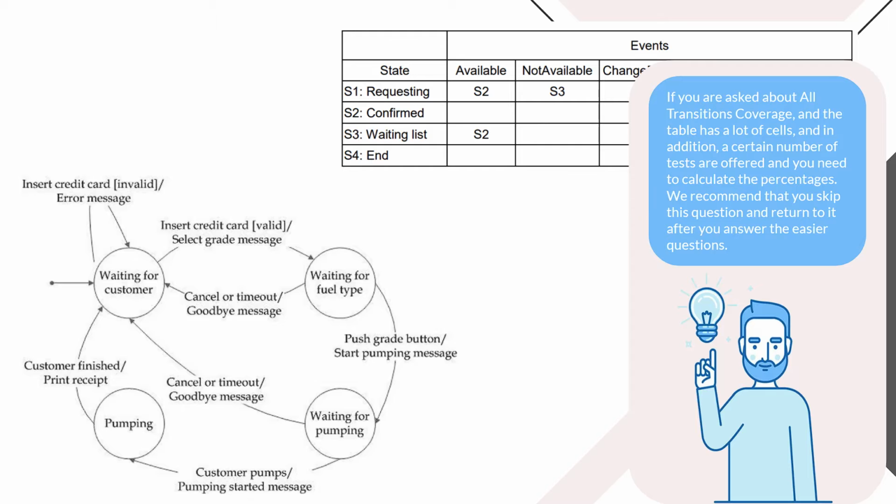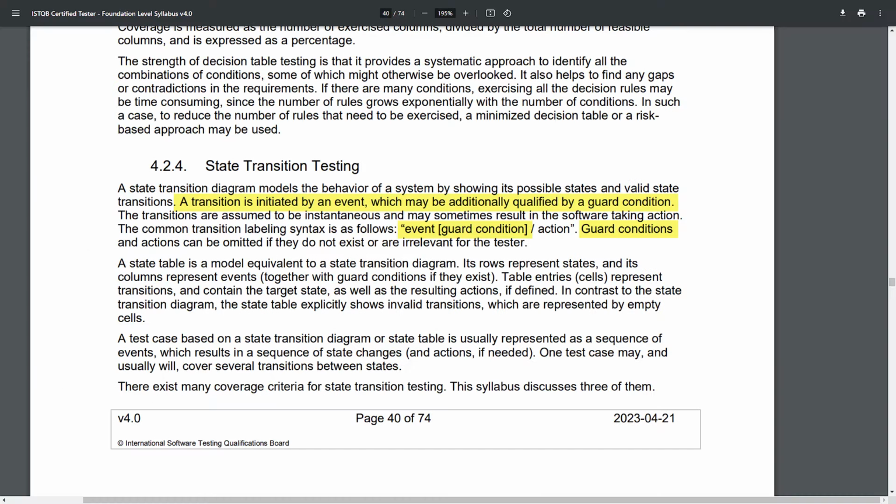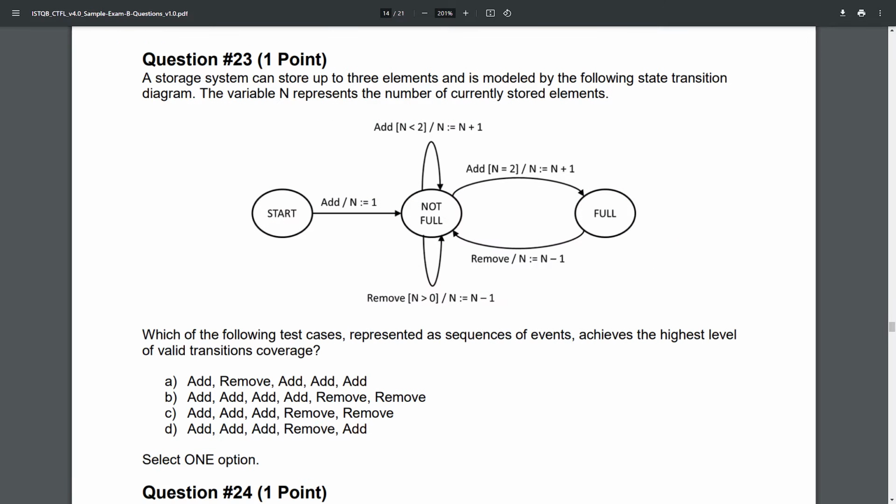There remains one more, the last, and perhaps the most difficult aspect of the theory, which we skipped at the beginning of our explanation. This is also an addition to version 4.0, which can significantly complicate fairly simple questions on state transitioning testing. Let's try to explain this part. A transition is initiated by an event, which may be additionally qualified by a guard condition. So, what are the guard conditions?